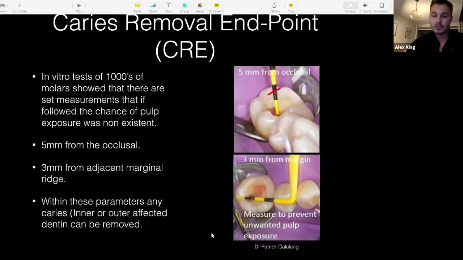I'll give you a minute if anyone wants to take a picture of these measurements or quickly jot them down.